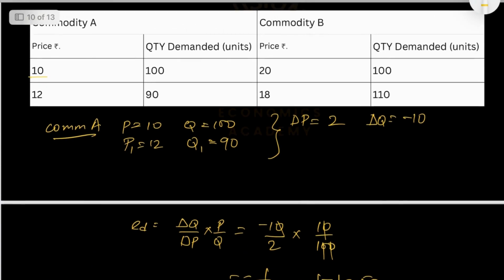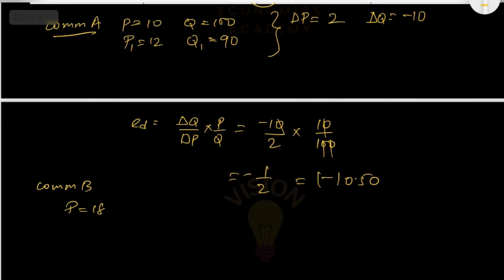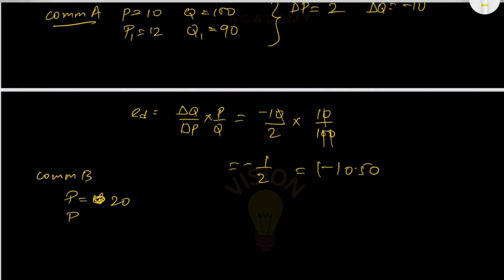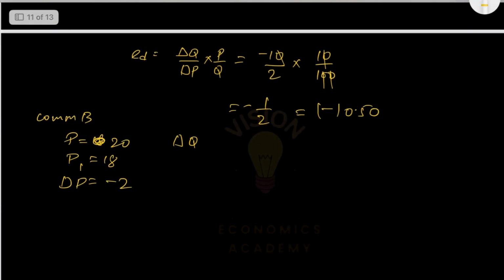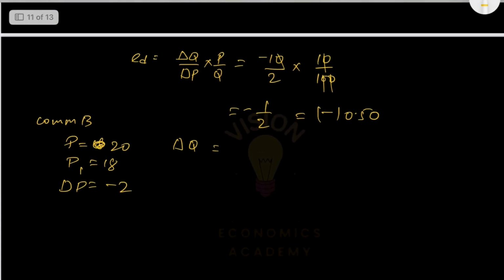Commodity B, the price has changed from 20 to 18, so the price has reduced. That means change in P is 18 minus 20, that is minus 2. Change in quantity is, previously the quantity was 100, now it has increased to 110. So 110 minus 100, that is 10. Okay, so the quantity initially was 100.